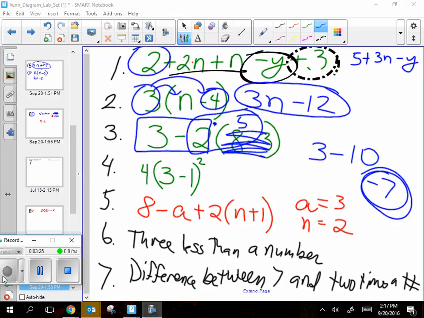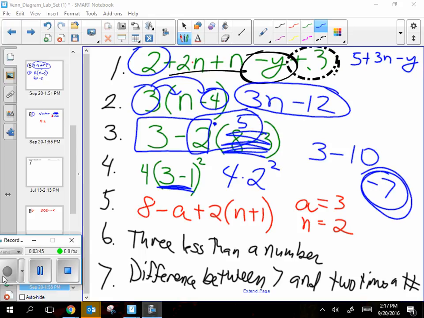Number 4, we have to start in here because it's the rules. Parentheses are first. And that one makes 3 minus 2. 3 minus 1 is 2. Then it's 4 times 2 squared. Can I do 4 times 2 first? Nope. Please excuse my dear Aunt Sally.